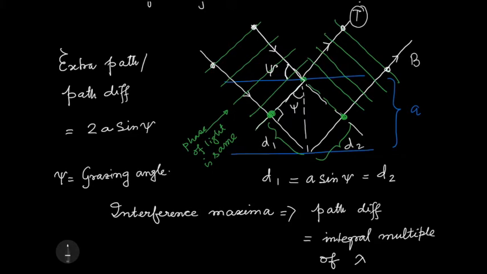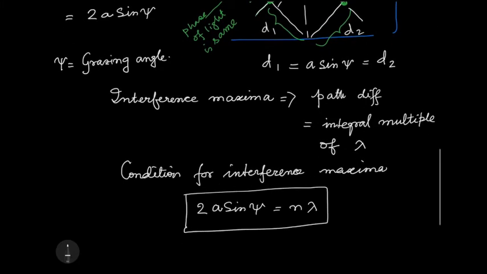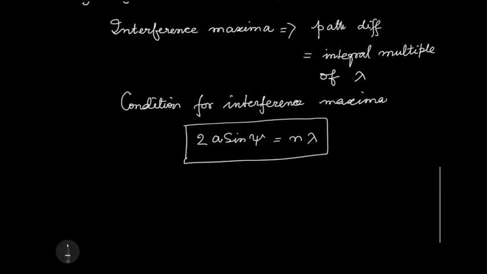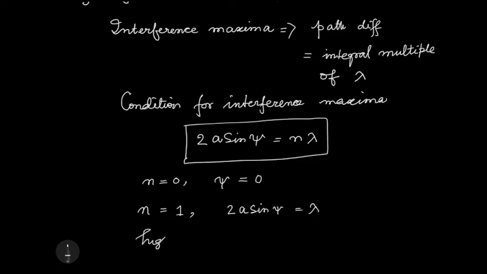Now that is all right. What happens if I make psi equal to 0? So sin psi is 0. So on the right-hand side I get that corresponds to n equals 0. So it means n equals 0 means psi equals 0. Okay. n equals 1 means 2a sin psi is lambda, right, etc.